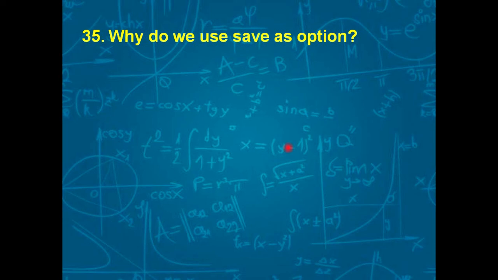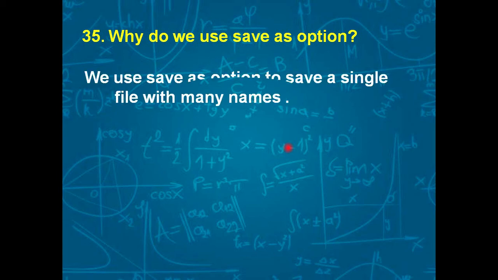Why do we use the save as option? If we have the save option, then why do we use the save as option? Because the save as option saves the file with many names. Like, you have a single file and you want to save it in many places with many other names, then we use the save as option for that. We use the save as option to save a single file with many names.